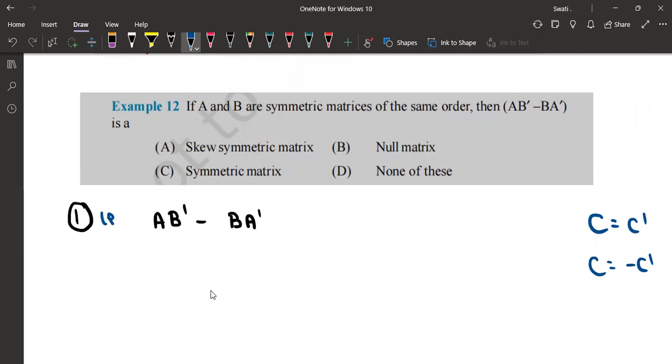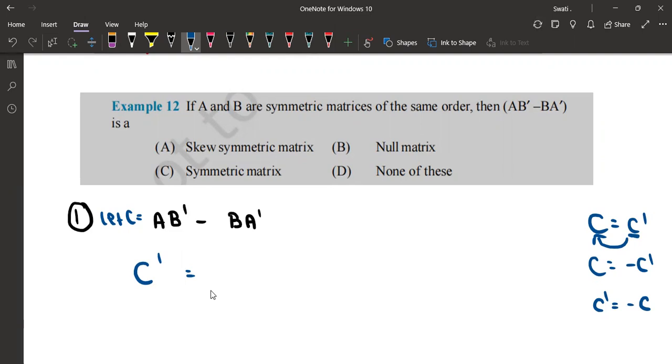So let us take this as a matrix C, right? What I'll check is the transpose of this. And if I get C back, that means it is a symmetric matrix. If I get a negative of this, that means it is a skew symmetric matrix. And if it comes to 0, then it is a null matrix.